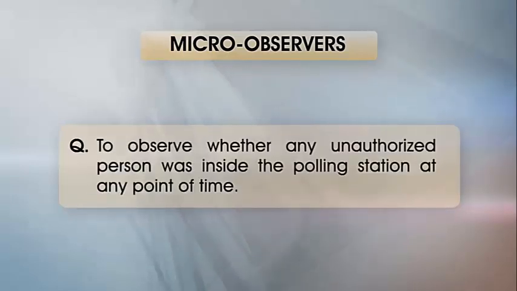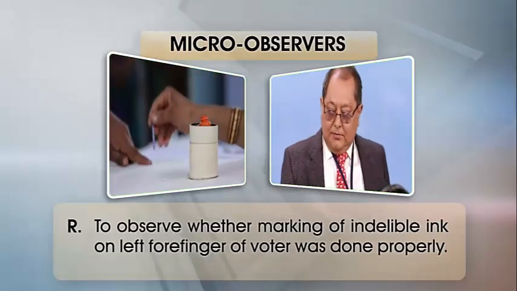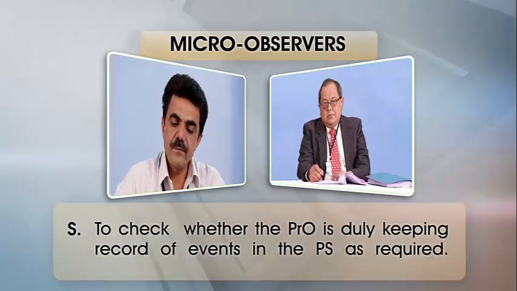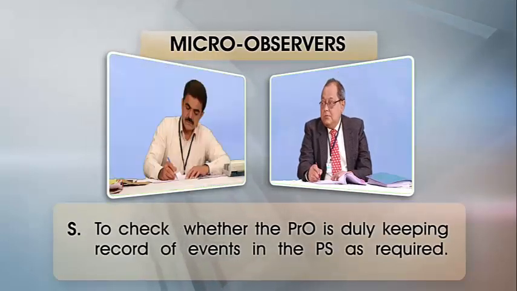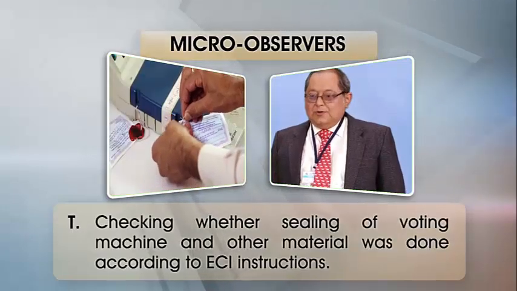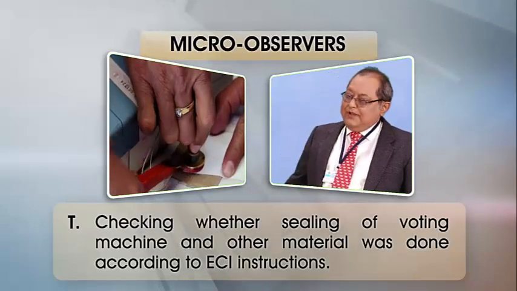To observe whether any unauthorized person was inside the polling station at any point of time. To observe whether marking of indelible ink on left forefinger of voter was done properly. To check whether the PRO is duly keeping record of events in the PS as required. Checking whether sealing of voting machine and other material was done according to ECI instructions.